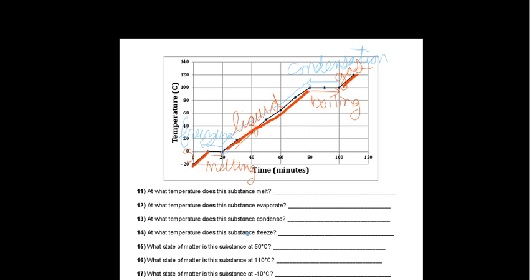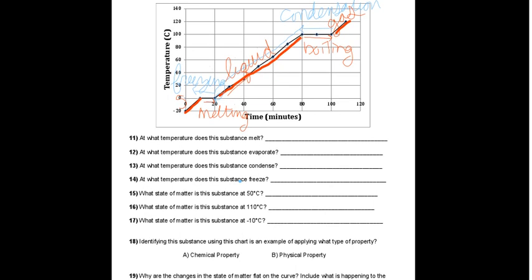Now let's look at the questions. The question is asking, at what temperature does the substance melt? So we want to find the part on the graph where it's a plateau. This is melting. So at what temperature does the substance melt? Well, that's 0 degrees Celsius. The next question is asking, at what temperature does the substance evaporate or boil? So it boils at this temperature. So what temperature is this? 100 degrees Celsius.